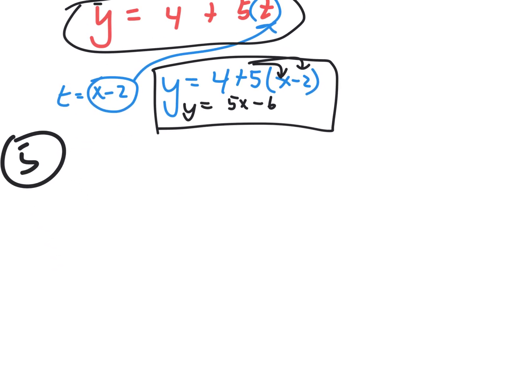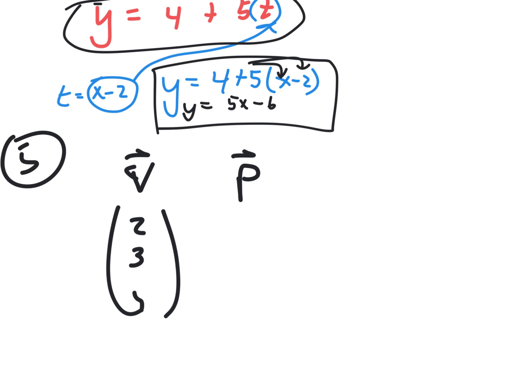Here's number 5. You've got two vectors. I'm going to call it vector V. That was a good name for a vector. And vector P. And if I tell you that vector V is this, 2, 3, 5, and I have another vector, 4, 0, -1, those two vectors, you can add them. It's as simple as you think. You just add the top number, add the middle numbers, add the bottom numbers.